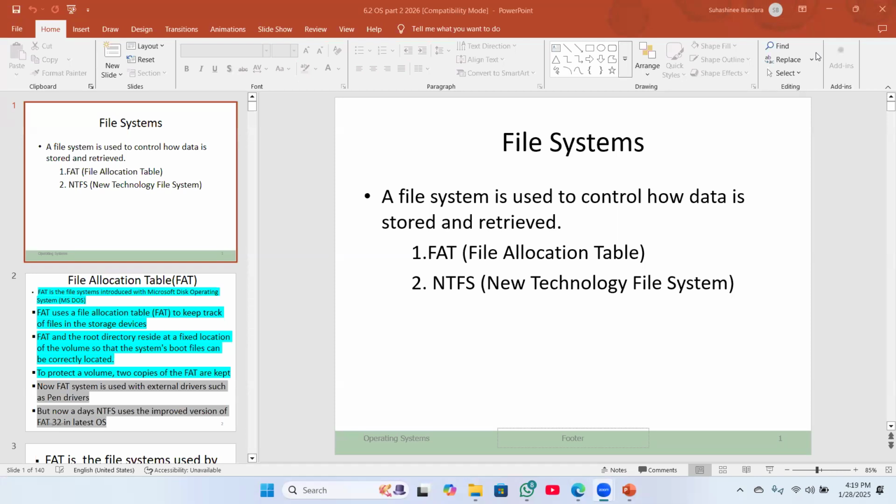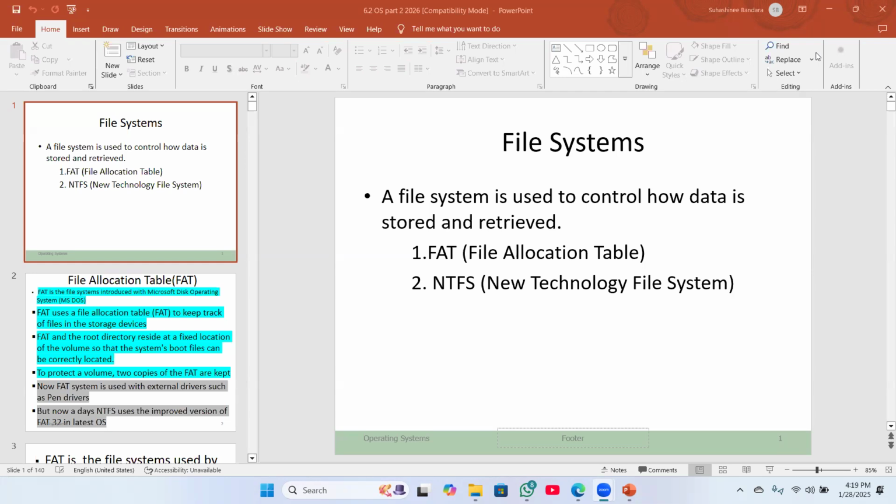Then we are going to discuss the file system. So for the file system, actually there are two types. We are going to discuss the FAT file system and the NTFS, that means New Technology File System. That means how the computer saves the data within the file. So there are mainly two types.